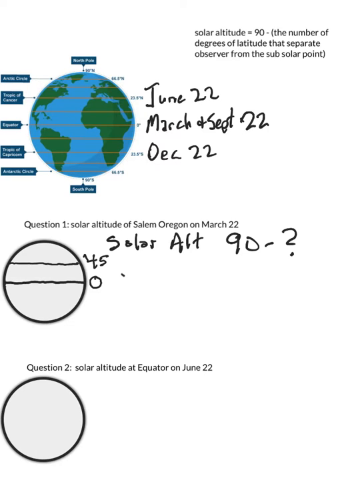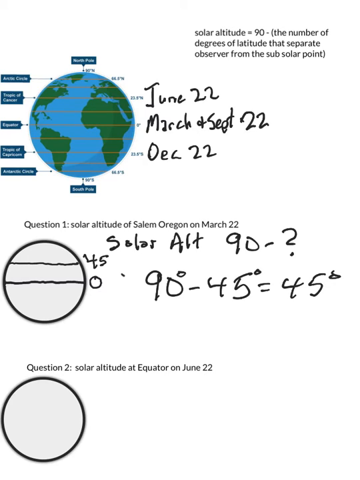So what our equation is going to be, if you look way at the top again on the upper right, the solar altitude is 90 minus something, the number of degrees of latitude that separate the observer from the subsolar point. So the observer is at Salem, Oregon at 45 north, and the subsolar point is at the equator, so there's 45 degrees. So we're going to write in 90 minus 45 equals 45. And I'll put degrees in there too.